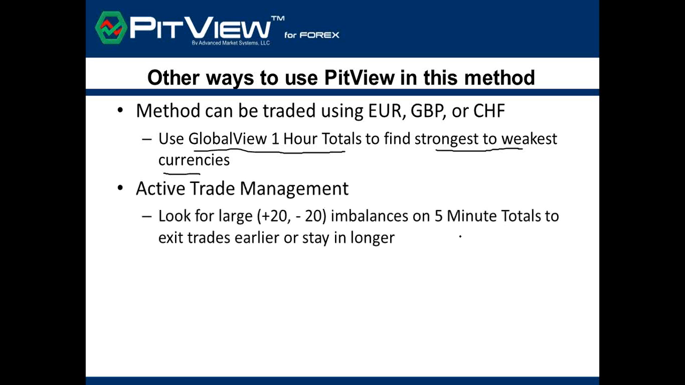Active trade management. People always ask me what type of imbalances to look for on PitView. That would be good solid entry methods of what really would be defined as a large buy or sell imbalance, to where you can look for large movements to occur off of. If you look for large plus 20 or minus 20 imbalances on the 5-minute totals to exit trades earlier or stay in longer, that means a 20% shift in the imbalance between the buying and the selling pressure.